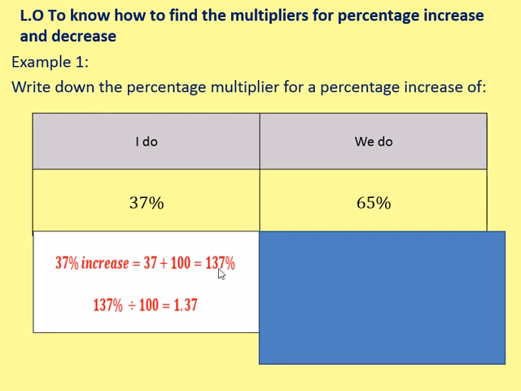So we are basically calculating 137%. We do our percentage plus 100, which equals 137%. And then we need to convert that percentage into a decimal. To convert that, we do 137% divided by 100, which equals 1.37. So if we're trying to find a percentage increase of 37%, we would multiply by 1.37.